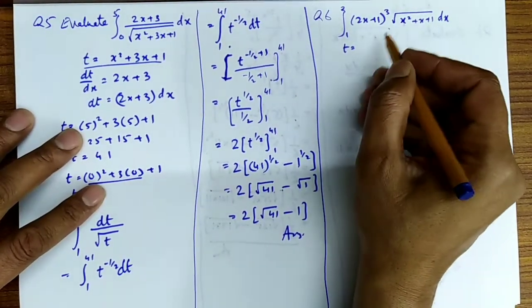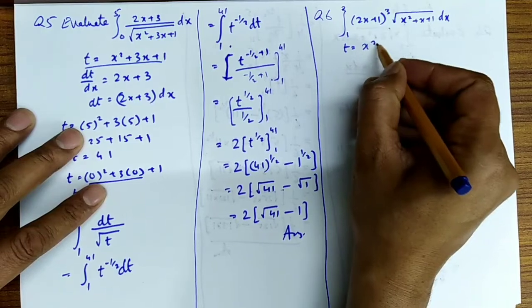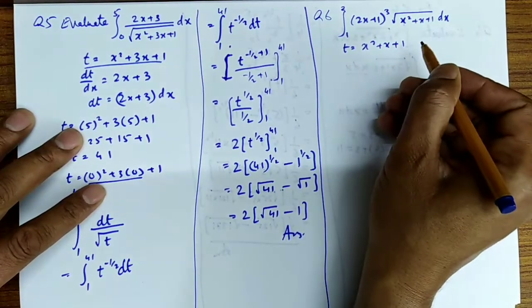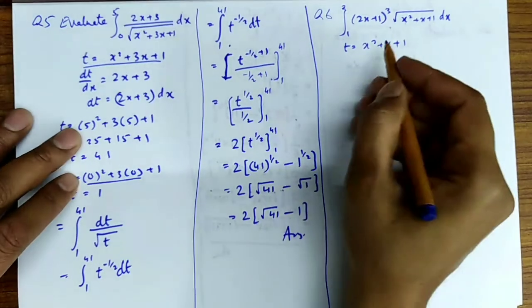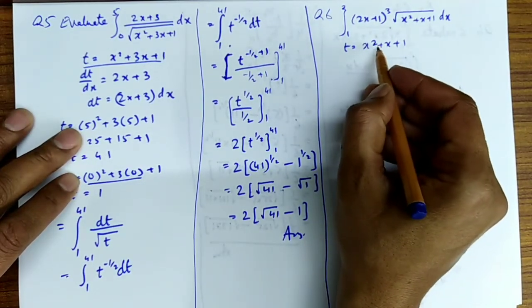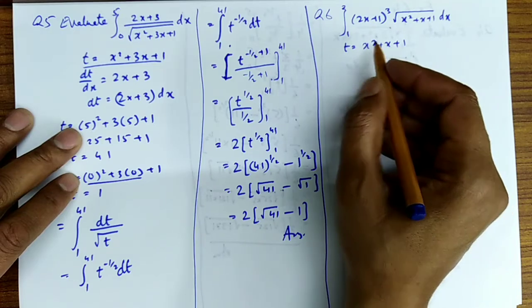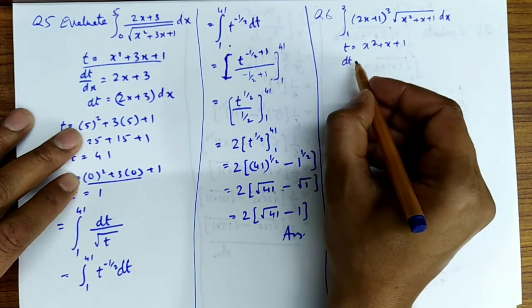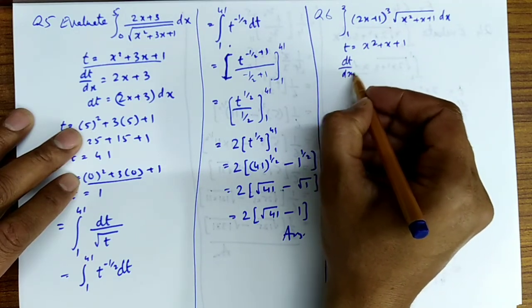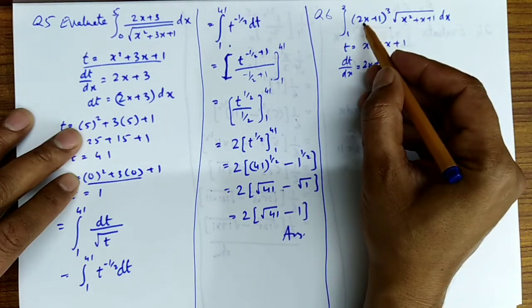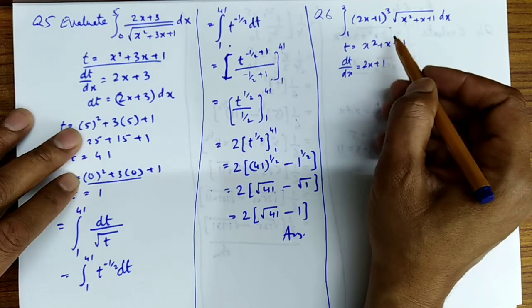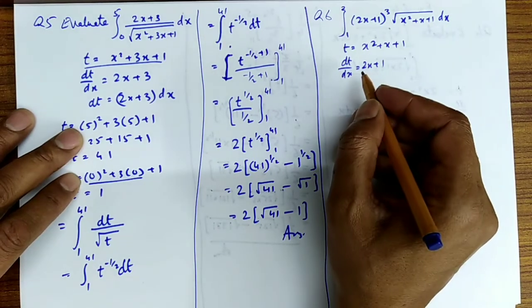Now solving this question, take t equals x square plus x plus 1. It's almost a little bit similar to the previous question. I can take t equals x square plus x plus 1. So finding the derivative with respect to x, that gives 2x plus 1. So here you can see 2x plus 1 whole cube dx, right?